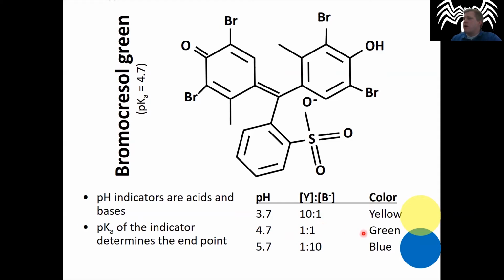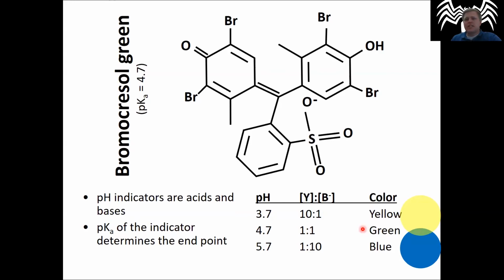And so with our eye, we're going to see some yellow color and we're going to see some blue color. And if you remember back from kindergarten, if you mix the yellow paint with the blue paint, you see green, and that's what we see with our eye, and that's what determines the endpoint for bromocresol green.